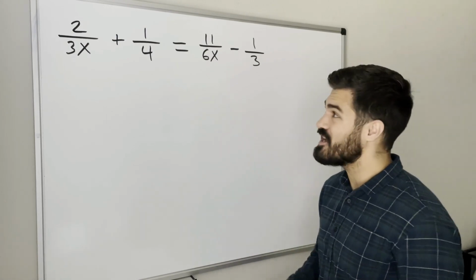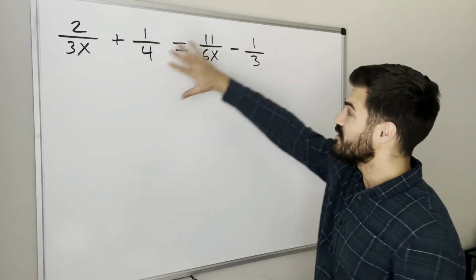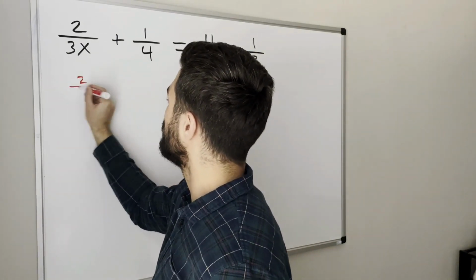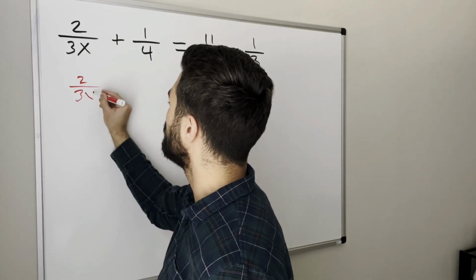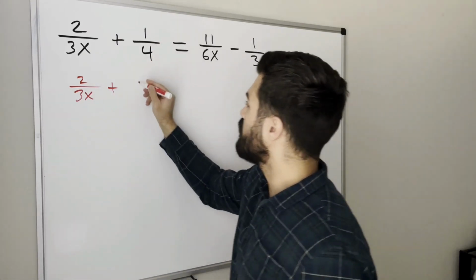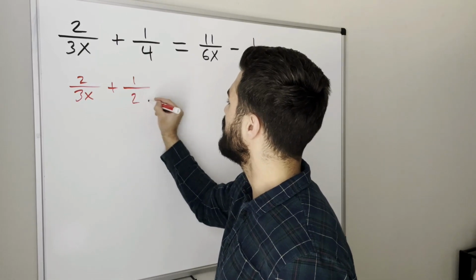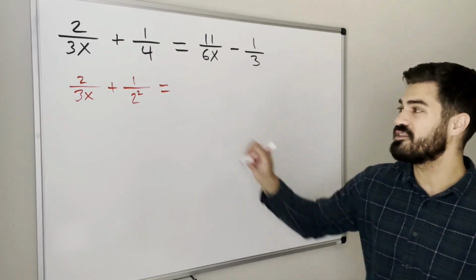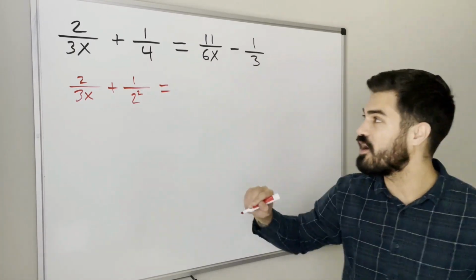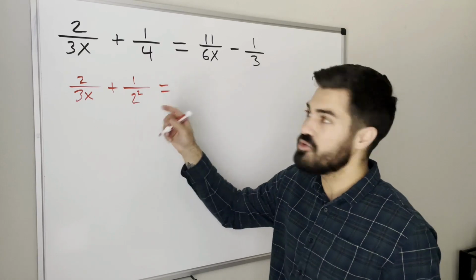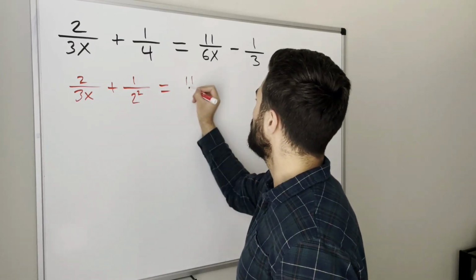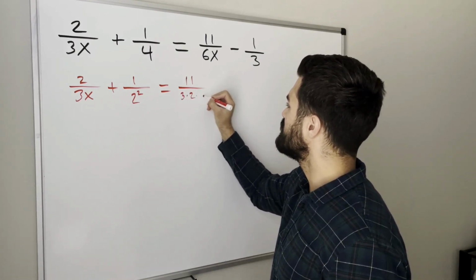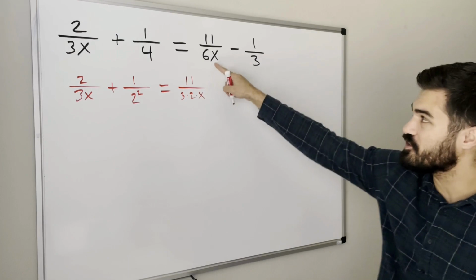I have a method that I use, which is I rewrite the entire equation where the denominators are fully factored. So this 3x is already fully factored, okay? But this 4 can be written as 2 squared. Anytime there are integer values in the denominator, I want to write them as a product of prime numbers, right? So 2 times 2 or 2 squared. Similarly with 6x, I can write this as 3 times 2 times x. So that would be the fully factored form of 6x.